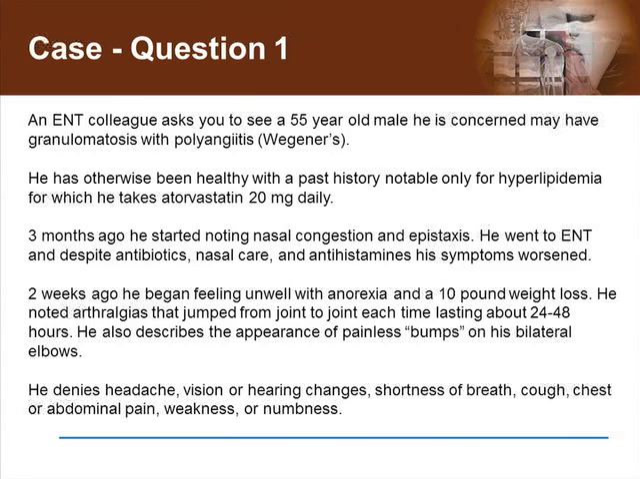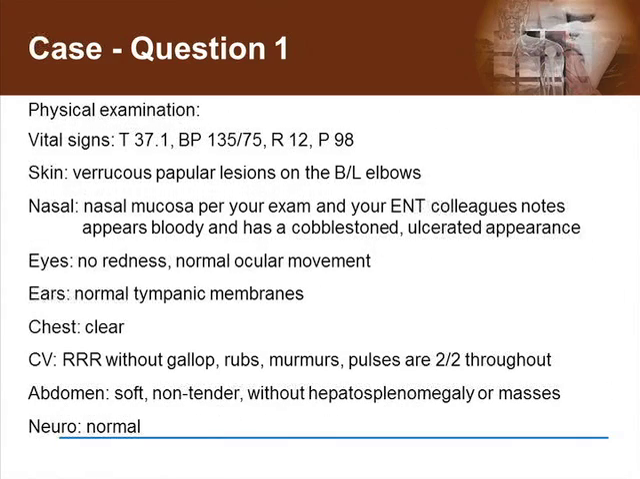He noted arthralgias that jumped from joint to joint, each time lasting about 24 to 48 hours. He also describes the appearance of painless bumps on his bilateral elbows. He denies headache, vision or hearing changes, shortness of breath, cough, chest or abdominal pain, weakness, or numbness.